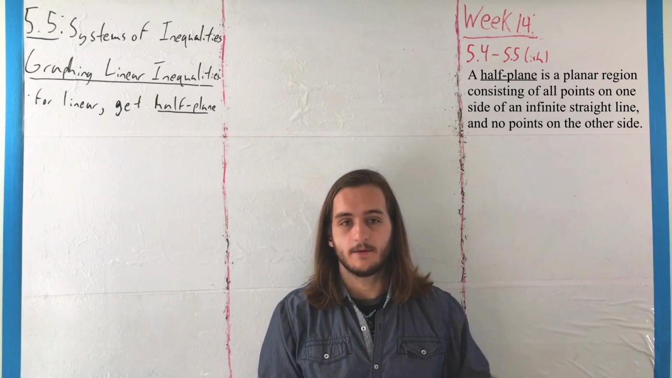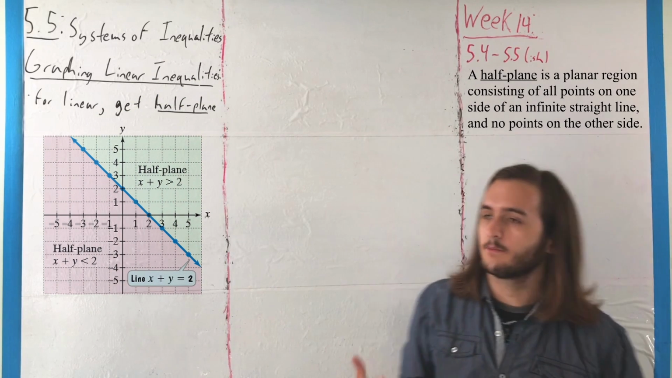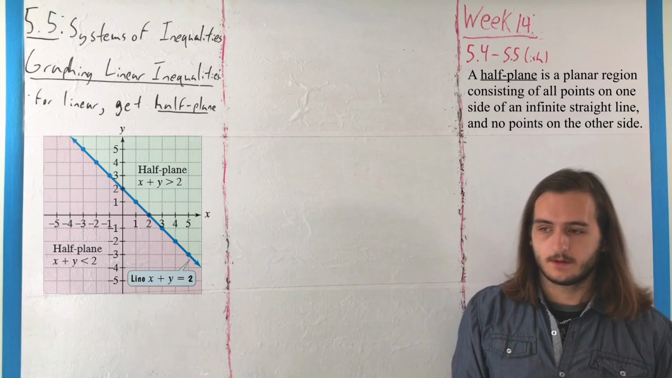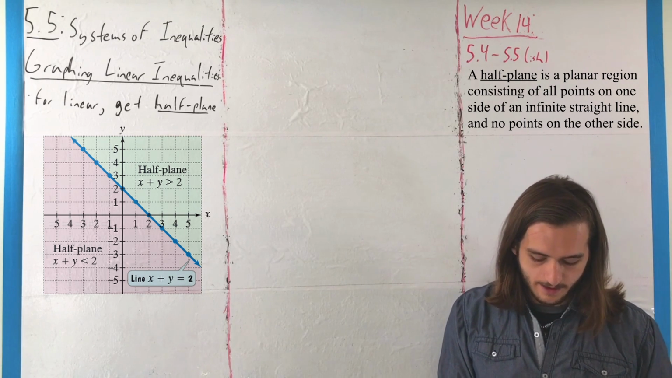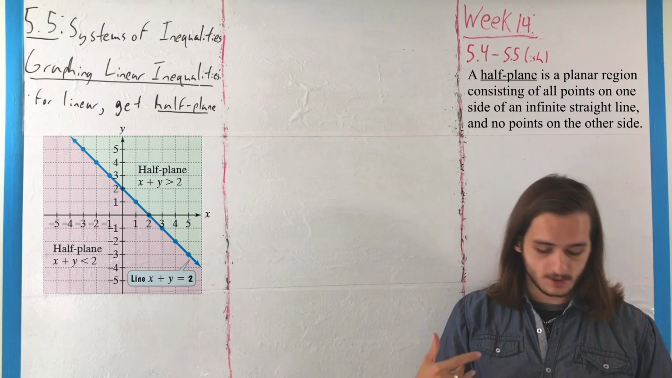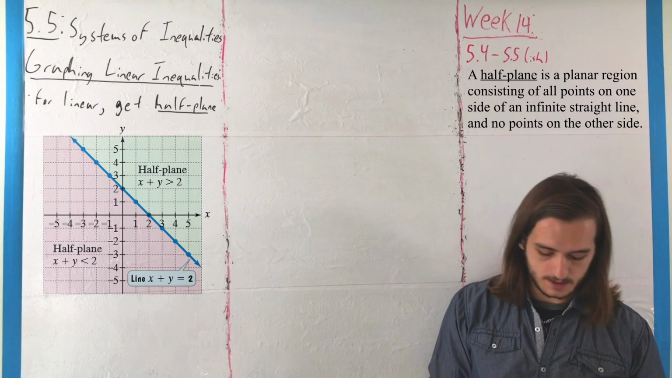So, think about what we had for that x plus y is bigger than 2 case. We would end up with the half plane of things that are above the line x plus y equals 2 as what we were looking for, with the half plane below being the solutions to x plus y is less than 2, as we can see.